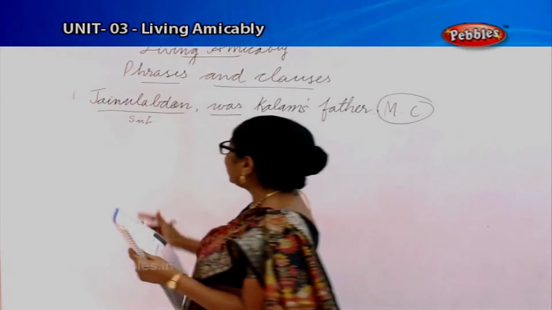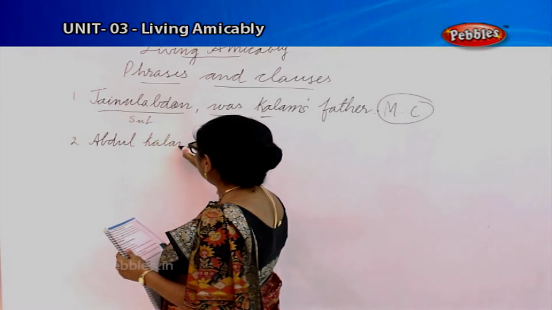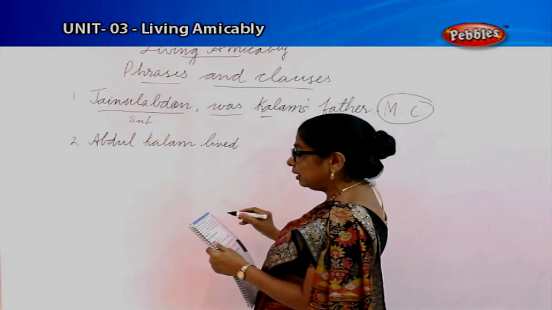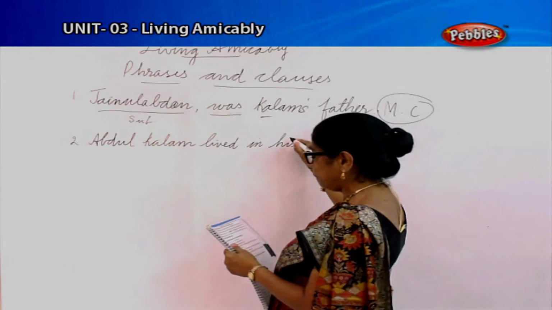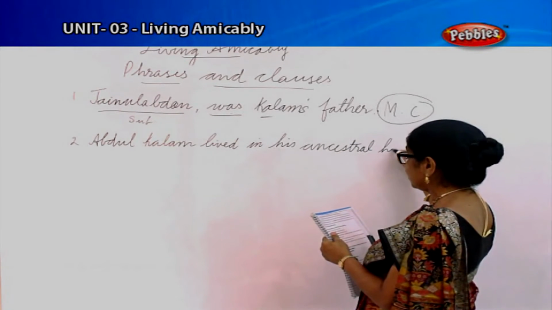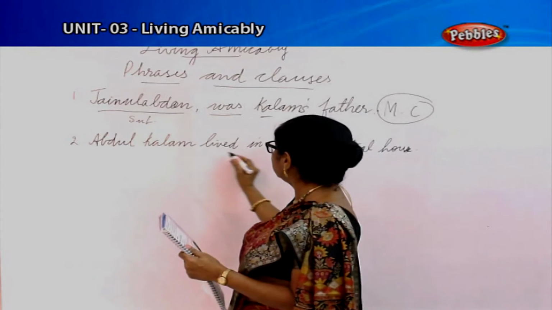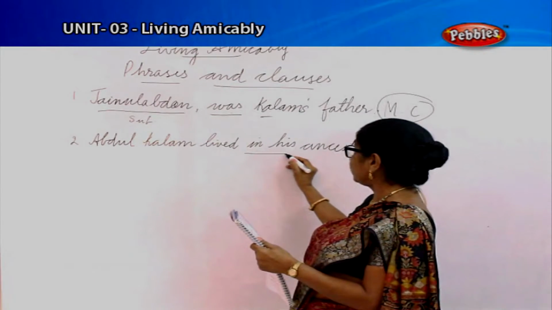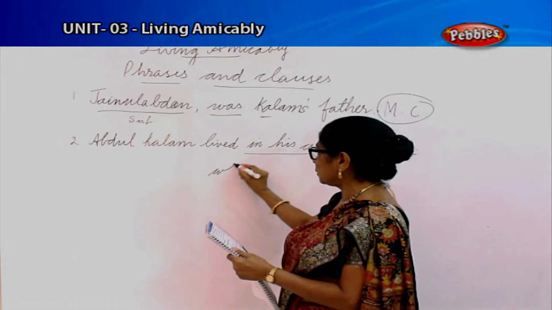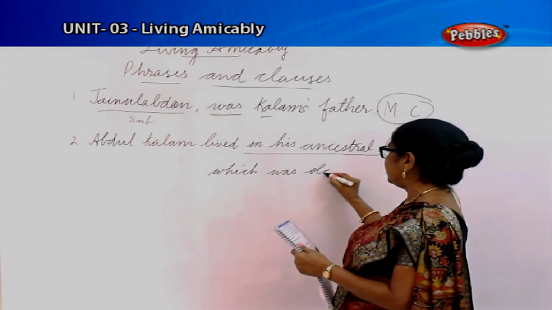I will put up another sentence for you. Abdul Kalam lived in his ancestral house, which was old. It's very simple, learn to understand. He lived, where did he live? In his ancestral house, which was old. Now, look at this sentence.